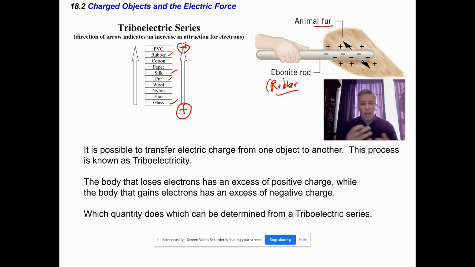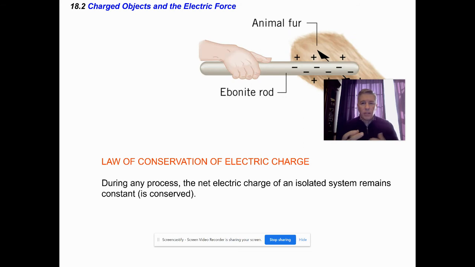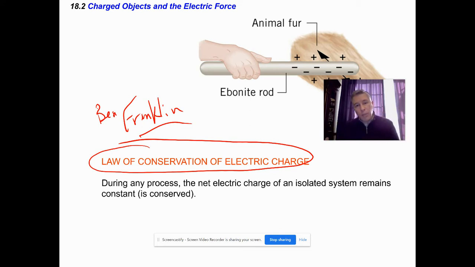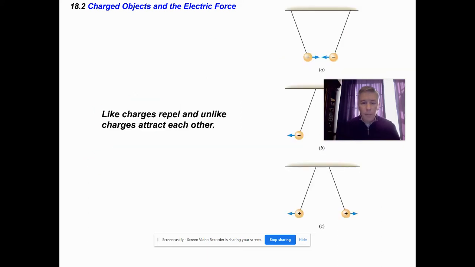And so we always talk about this triboelectric series and this transfer of charge. However, we have to follow the law of conservation of electric charge. This is the idea of good old Ben Franklin that we talked about last year. Ben Franklin pointed out that you're not gaining or losing charge. He came up with the types of charges. So you're going to gain as much negative as the object is losing. So it's going to have a quantity of charge that's negative, and the fur would have the same quantity of charge. It would just be positive.